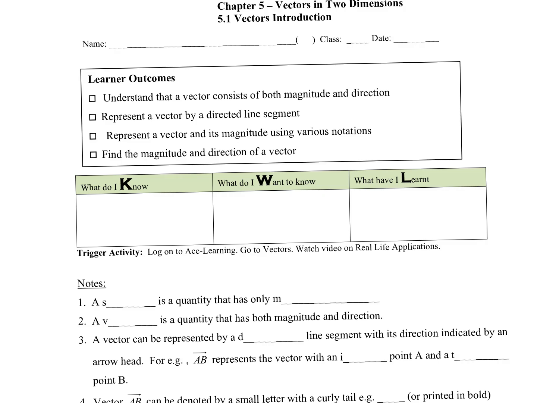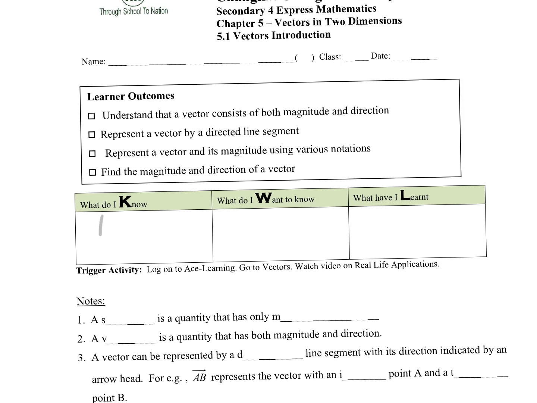Matrix. Okay, a vector is like a single column matrix. So we have learned about matrices. It is like this, right? But a vector is one column only. So one column, two rows.